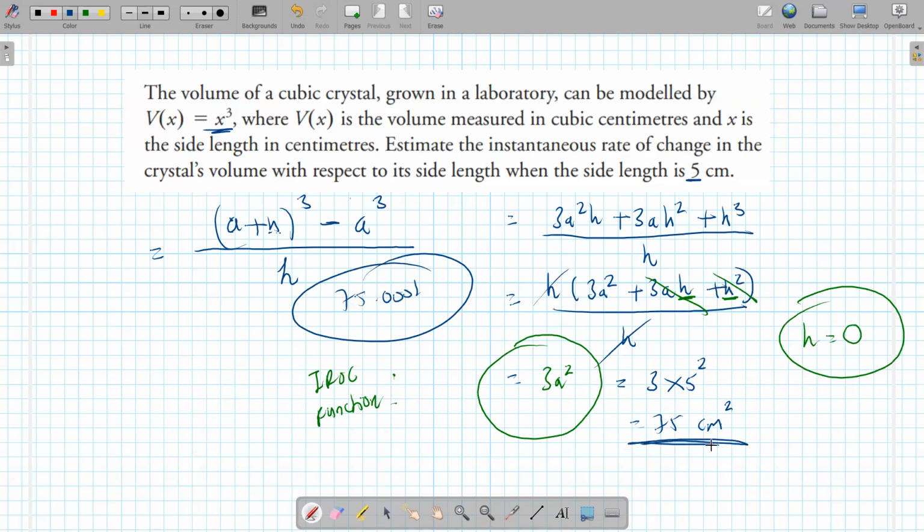You need to use the difference quotient to do this. With the difference quotient, you always need to cancel out the h. You need to find a way to cancel out that h in the denominator. It's easy for polynomial functions, but if you get something else, then it's slightly trickier.